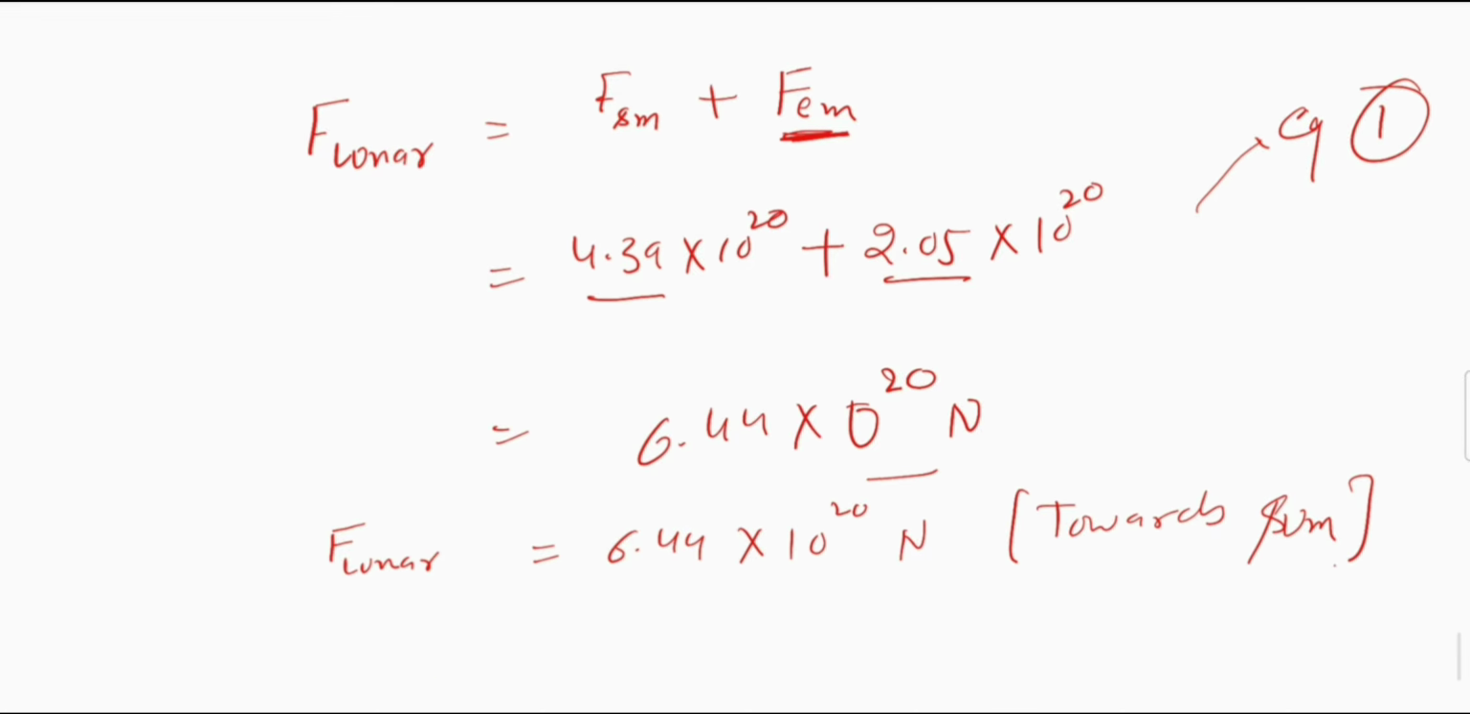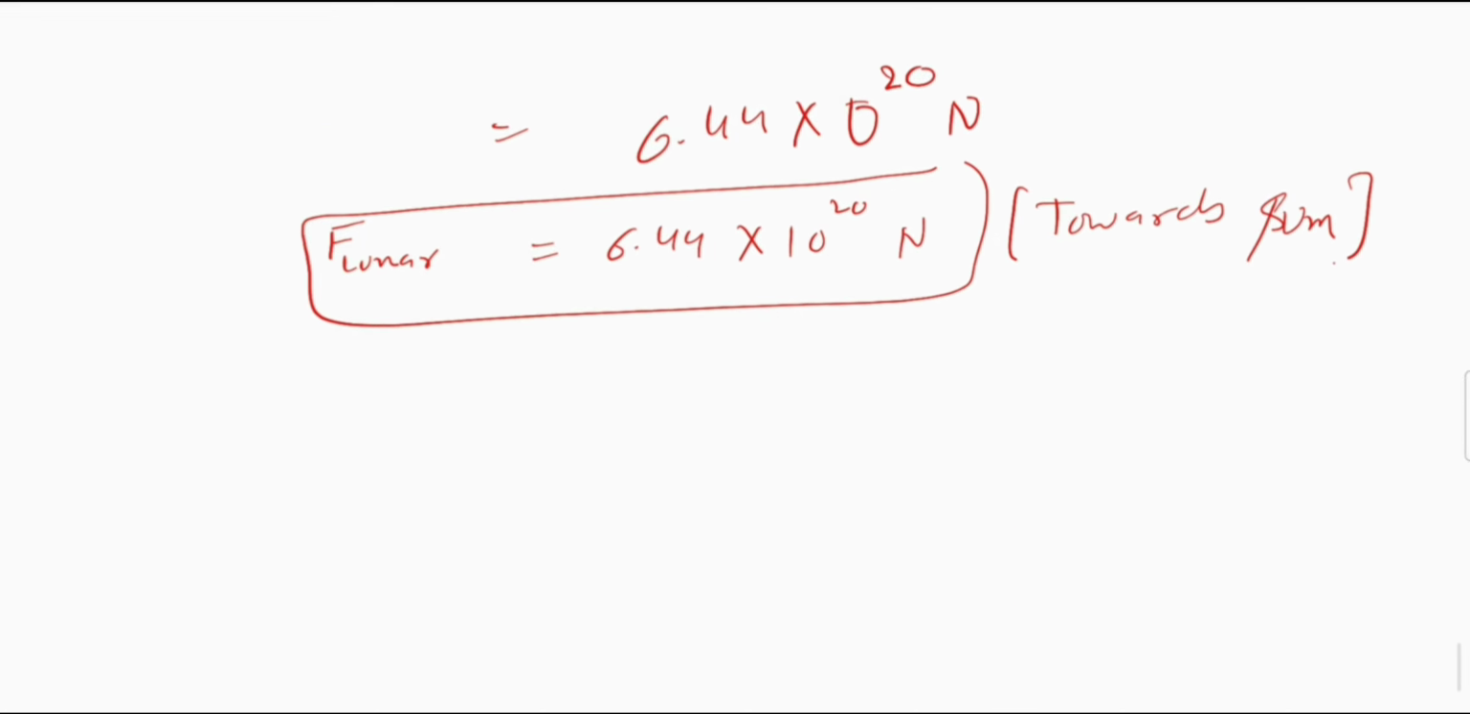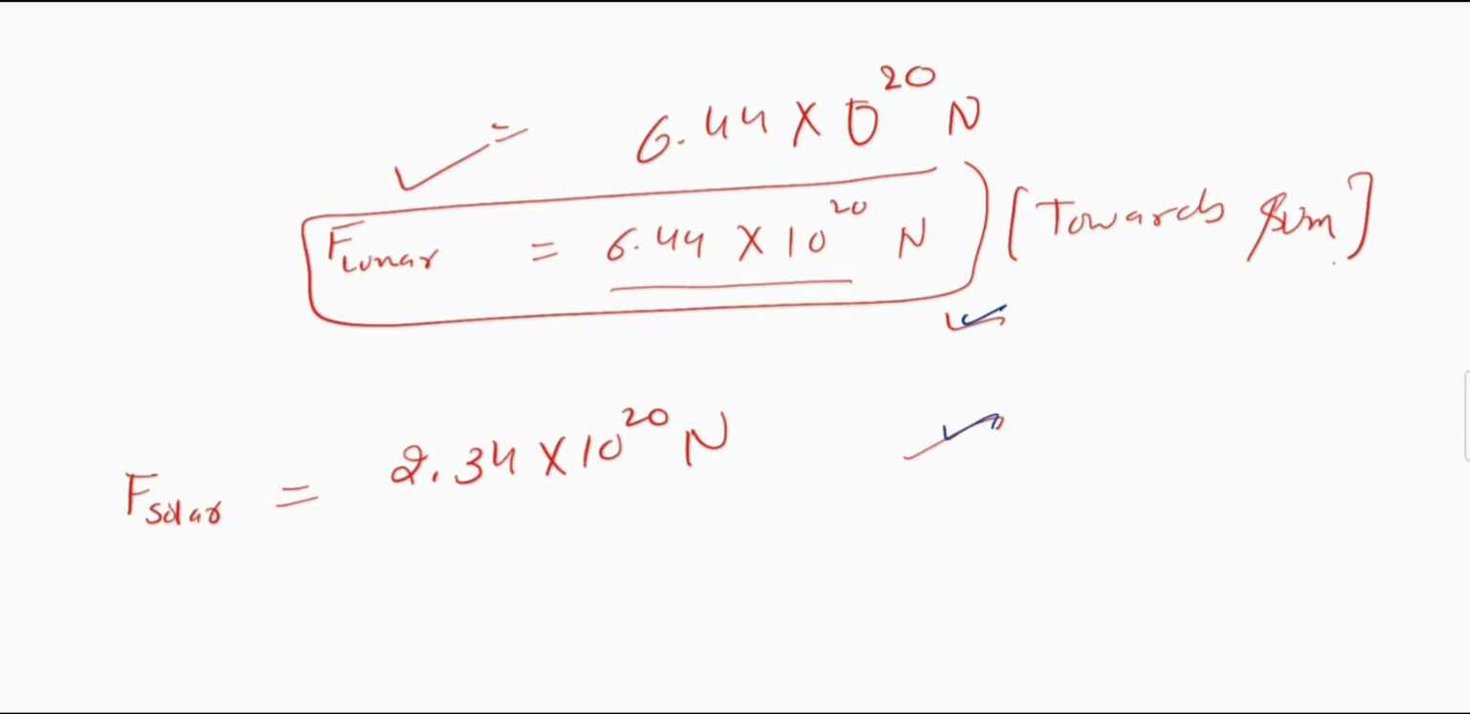So if we compare these two forces, the force on the moon during the solar eclipse, which we have got 2.34 into 10 raised to power 20 Newton, and lunar eclipse is equal to 6.44 into 10 raised to power 20. So from these two relations, it is clear that the net force on the moon during the solar eclipse is less than the net force on the moon during the lunar eclipse.